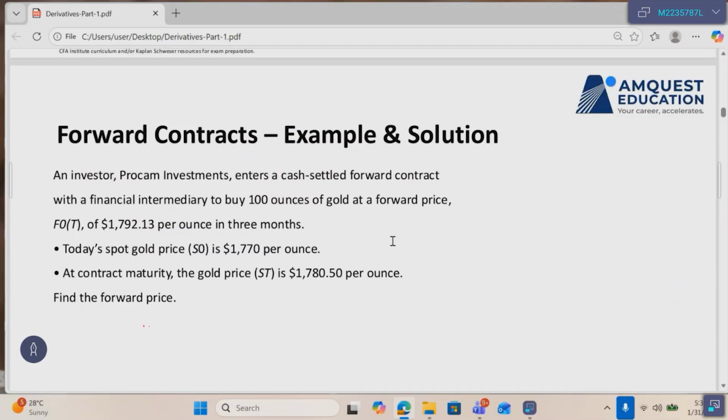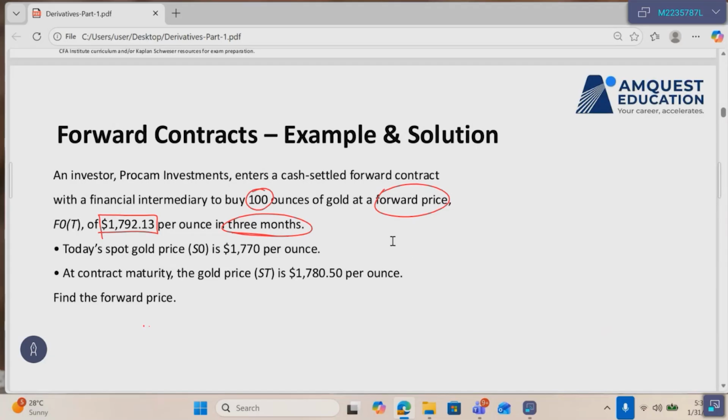Okay. Let's look at a quick example of a forward contract. An investor enters into a cash settled forward contract to buy 100 ounces of gold. So the amount is fixed. The forward price also is fixed. He's going to buy it at 1,792 per ounce. The time period also is fixed. So quantity is fixed, rate is fixed, and the time period.